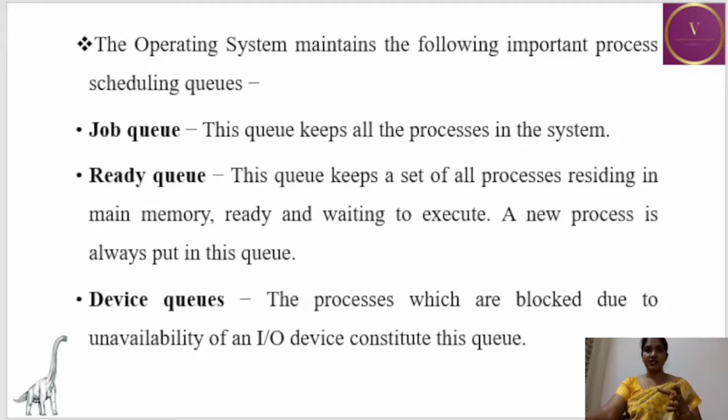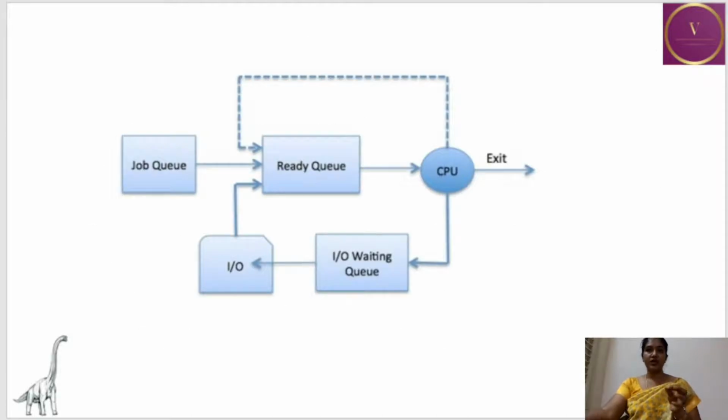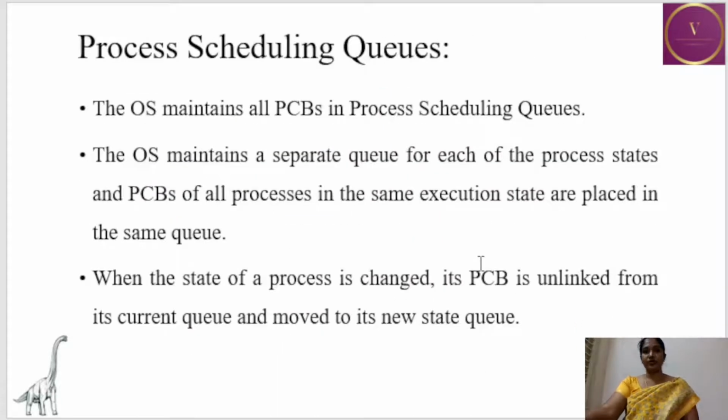Alright, we'll see the pictorial representation. Job queue, ready queue. A process comes and it will be in this ready queue and it will be using the CPU, and just because of IO device unavailability, it will be waiting in this IO waiting queue, the IO queue, and when it gets its chance, it will go to the ready queue again and then it will be executed by the CPU, and once the work is done, it will exit. So this is the diagrammatic representation of process scheduling queue.